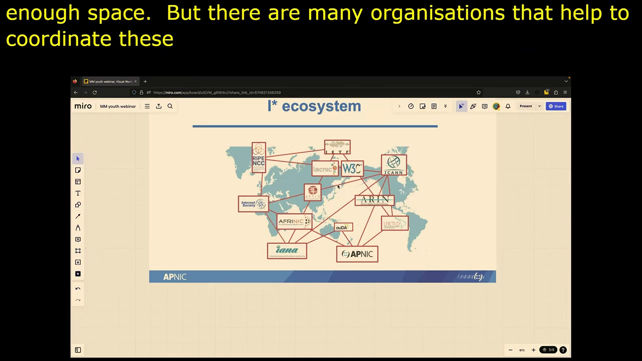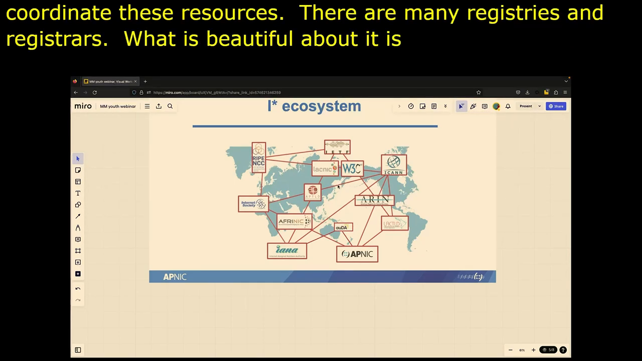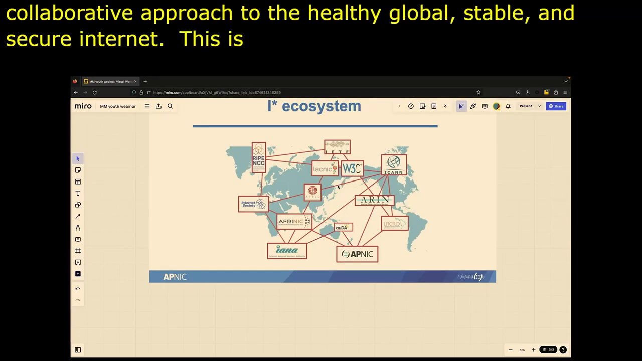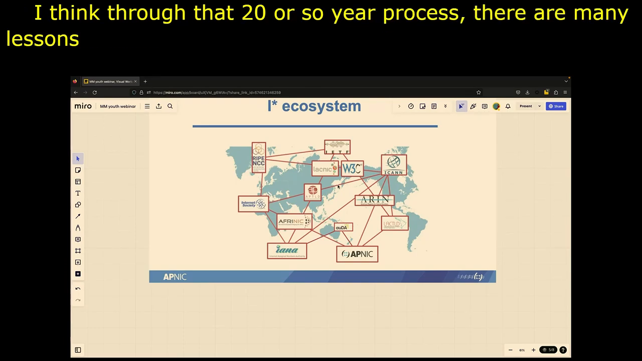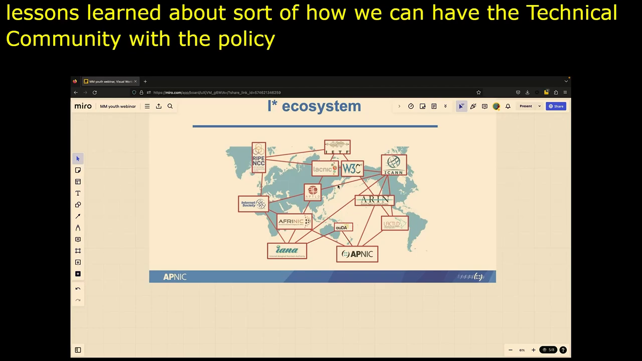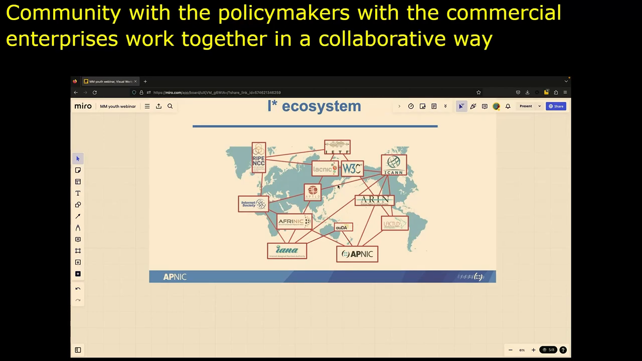There are many registries, there are many registrars, and what is beautiful about it is that there is a collaborative approach to the healthy, global, stable and secure internet. And this is just an ecosystem on that middle layer. And I think through that 20 or so year process, there are many lessons learned about how we can have the technical community with the policymakers, with the commercial enterprises work together in a collaborative way to set policies and resolve problems on these aspects of things.